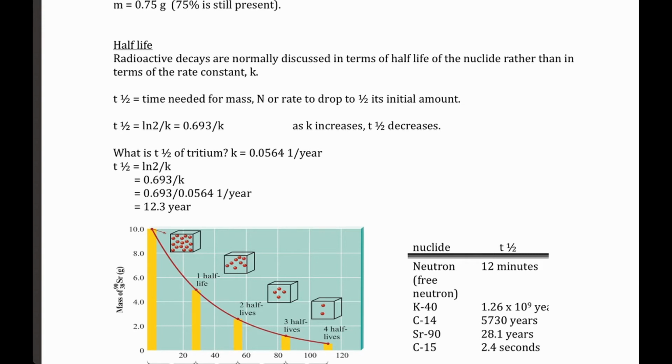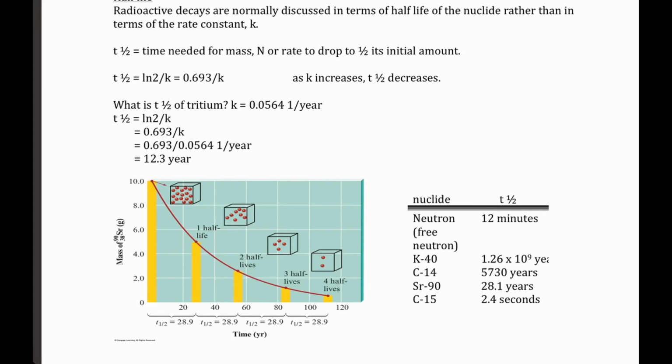Okay, so our question here is, what is the half-life of tritium? We have the rate constant. So we take our equation, ln of 2 over k, and we put in the rate constant, and we find that tritium has a half-life of 12.3 years. That is to say that it will take 12.3 years for an amount to decay to half that amount, or its mass to decay to half of the original, or its rate, its amount of particles given off per time, to decrease to half its amount.